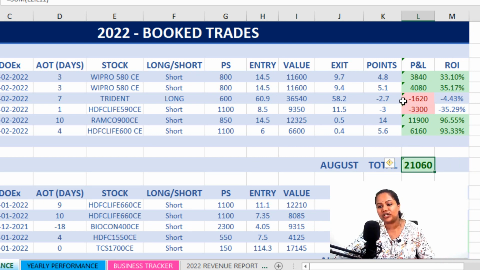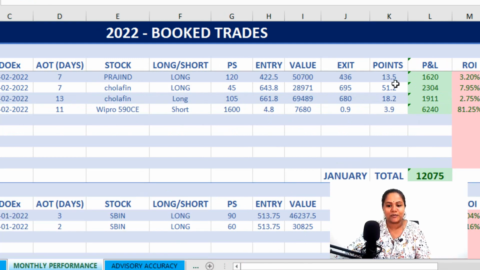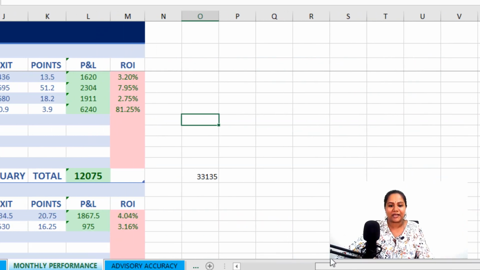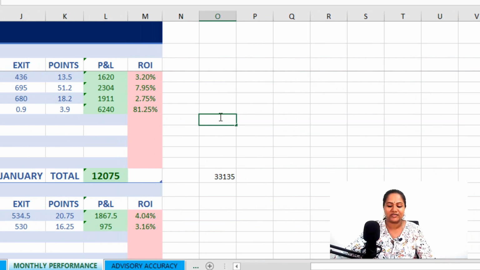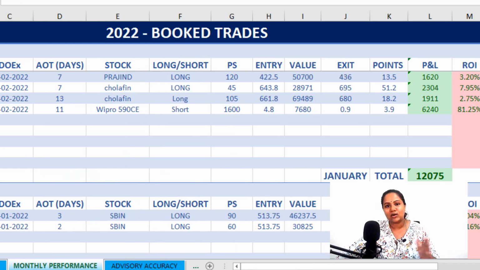The second thing I want you to notice is that out of 10 trades I have made 2 losses. Two trades have given me a loss. These 2 trades, Trident and HDFC Life, are in the Zerodha account, and in the Upstox account I haven't made any losses. All of my trades have been profits, which means out of 10 trades I've made a loss on 2 trades, which gives me about 80% accuracy with this strategy. So 8 out of 10 trades I'm making profit using this strategy.